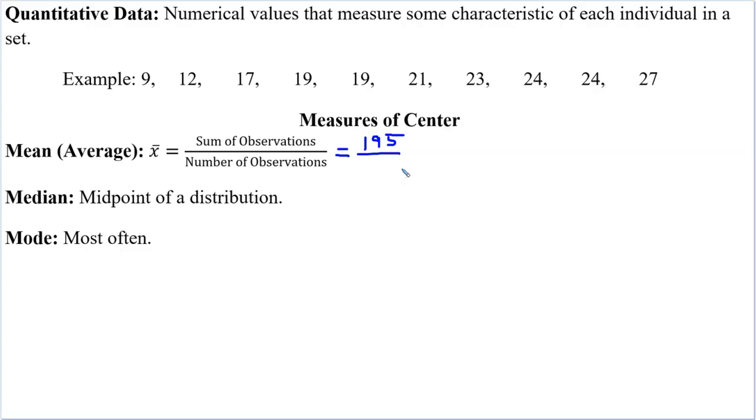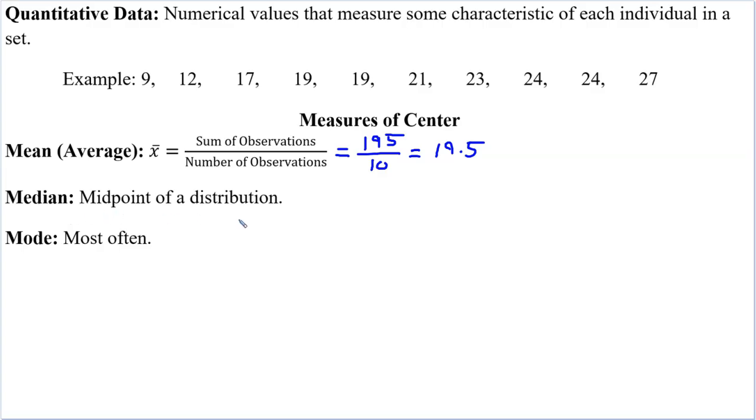And divide that by the number of observations. Well, 1, 2, 3, 4, 5, 6, 7, 8, 9, 10. I can do that in my head. I get 19.5 for that. So on average, we'd end up with 19.5. Again, if we're talking test scores, that'd be my average test score.